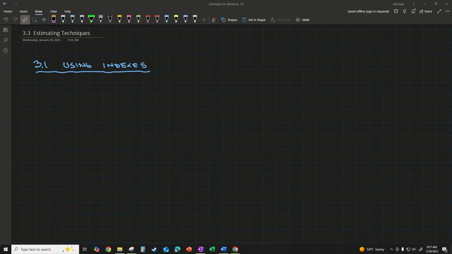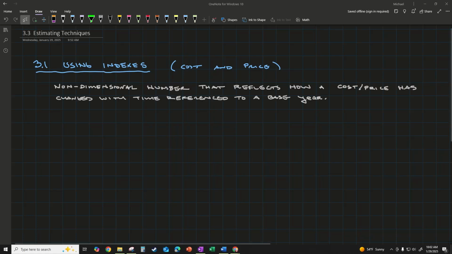So we're going to talk about estimating techniques, and the first technique we're going to discuss is using indexes, both cost and price. An index is a non-dimensional number that reflects how a cost or price has changed with time, in reference to a base year. For example, the Consumer Price Index.